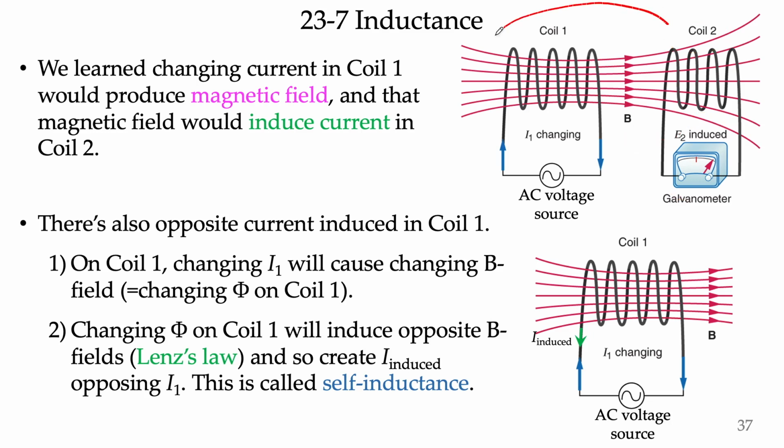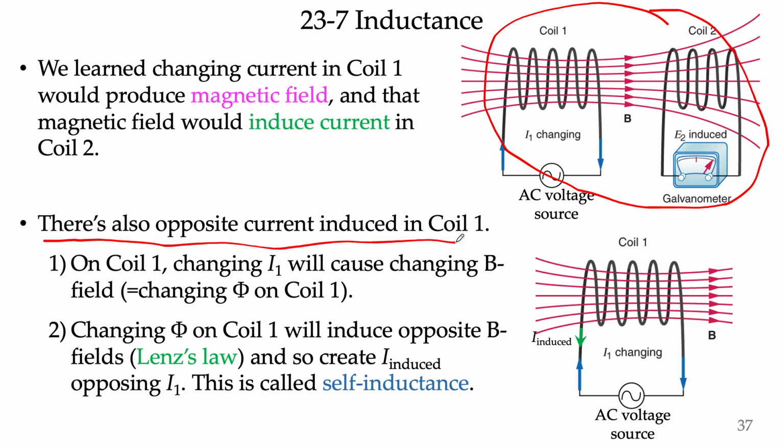Okay, so we learned this, right? Coil 1 produces changing magnetic fields, and coil 2 is having some induced current and voltage. Okay, now the question is, there's also opposite current induced in coil 1. So the current is not only induced in coil 2. We have mentioned this, but we haven't mentioned that there is also some current induced in the opposite direction to the change of current in coil 1. So there's also opposite current induced in coil 1. So now let's just focus on coil 1. Let's forget about coil 2.